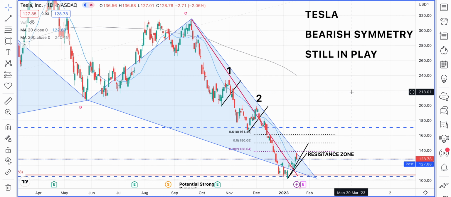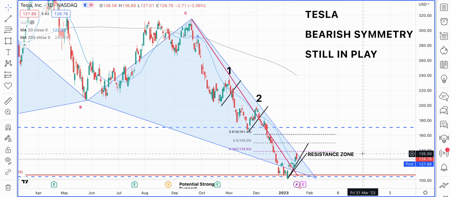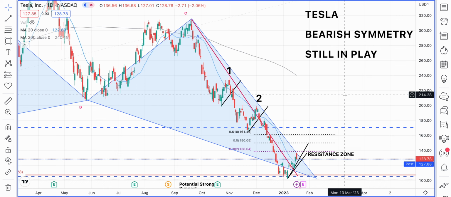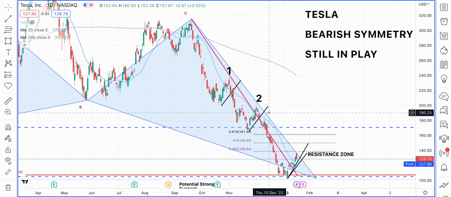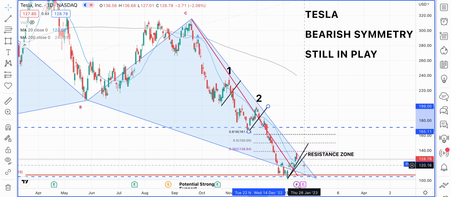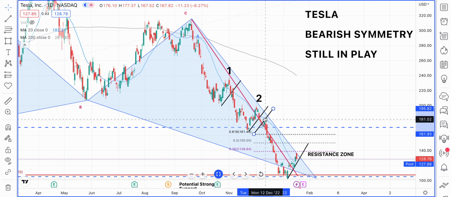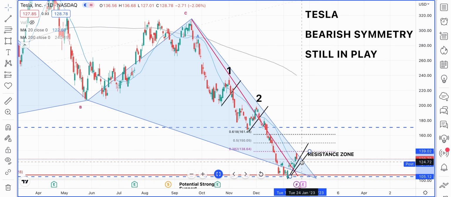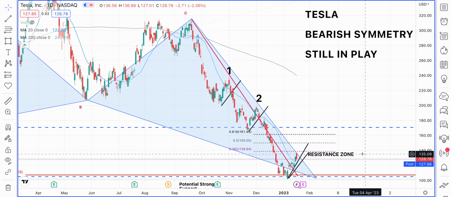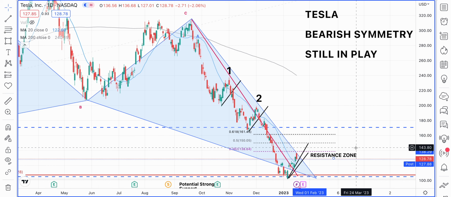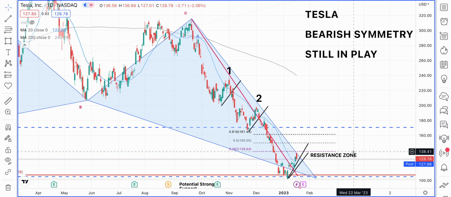So what we discussed in the video was that we had identified this level of around 137 to 138 as a possible resistance zone, just because of this concept of bearish symmetry. All we did was copy this, bring it here and make a projection of it, and the price just came into this zone.